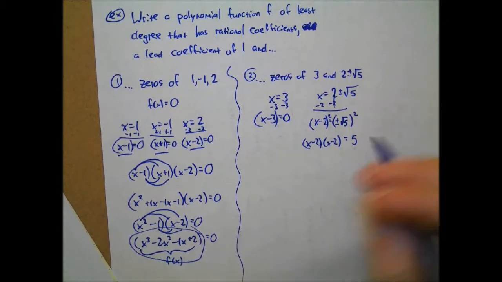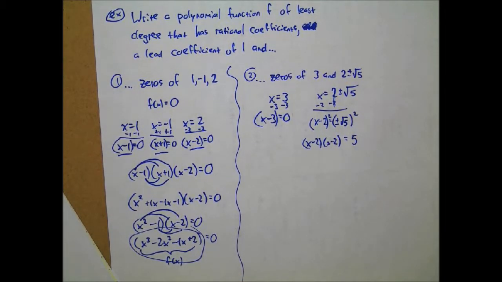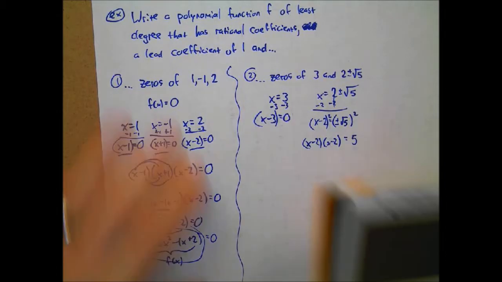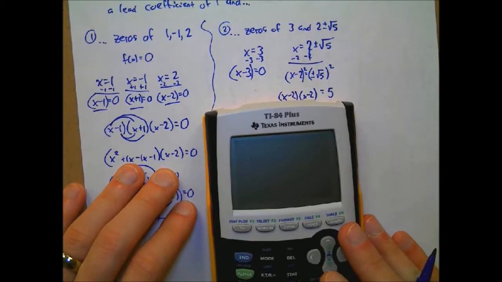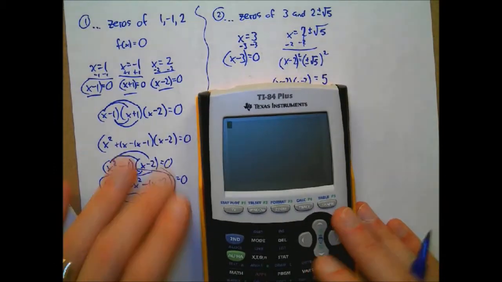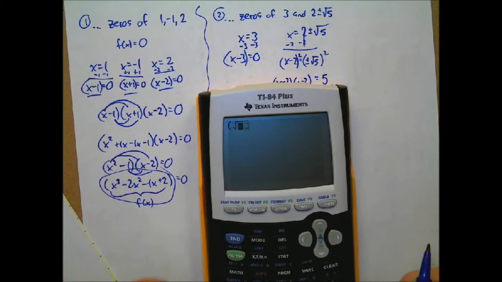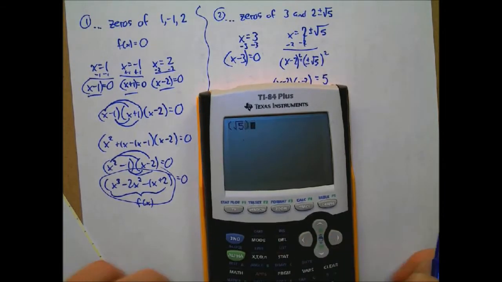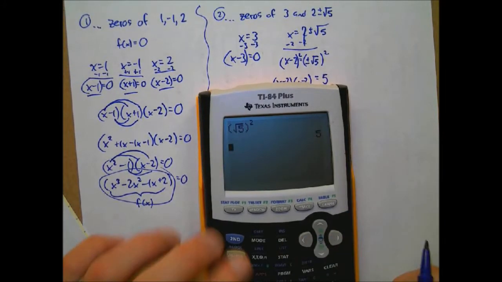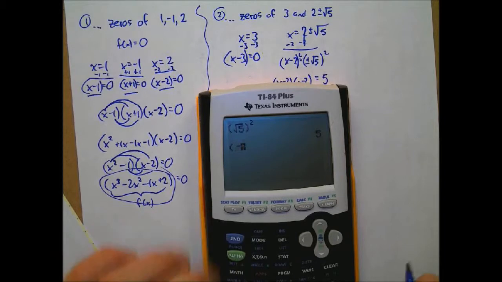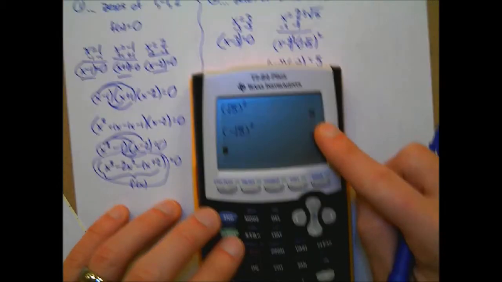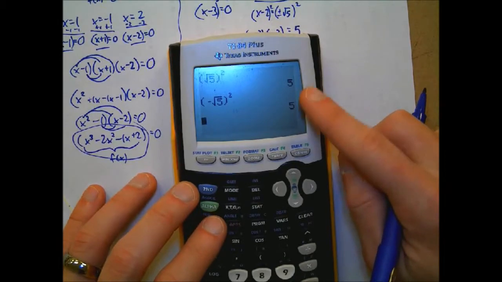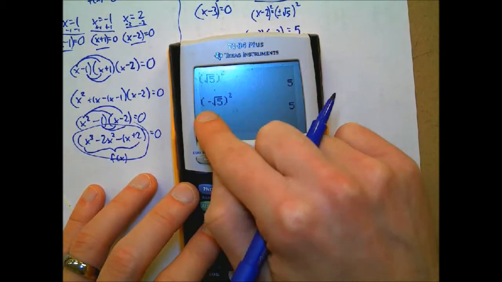If you don't believe me, you can type this in your calculator, which is fine. It's a good thing to question, just to make sure. The square root of 5 squared is 5, but also negative square root of 5 squared is also 5. So either way, the plus root 5 squared or the minus root 5 squared both become 5.